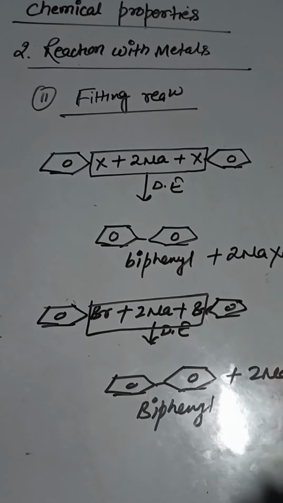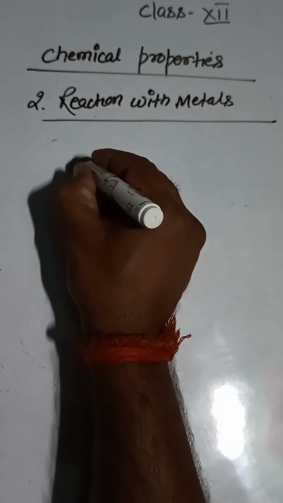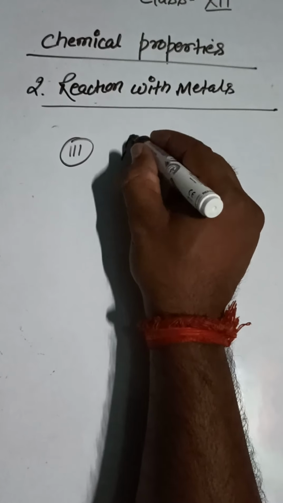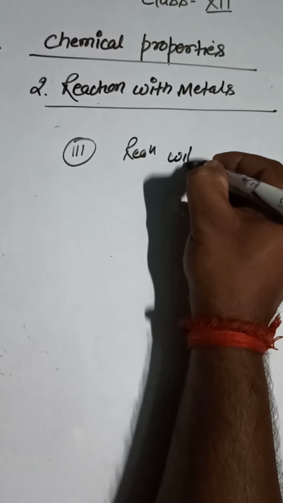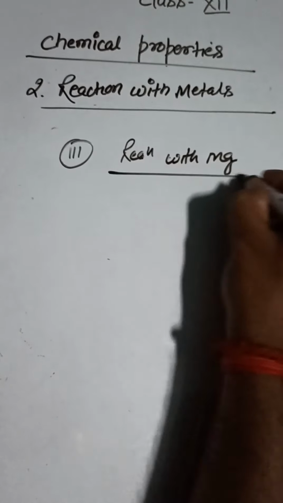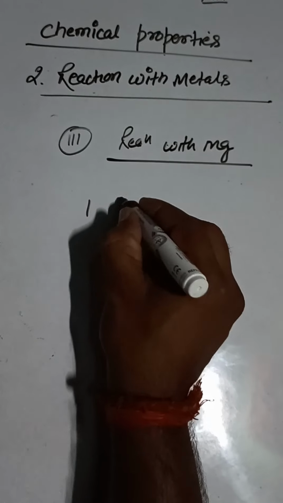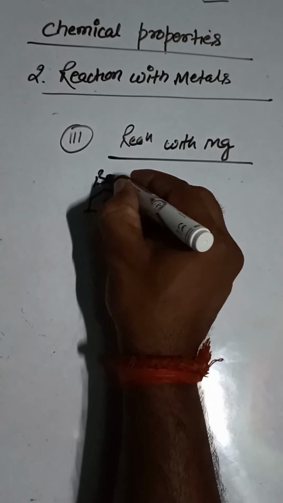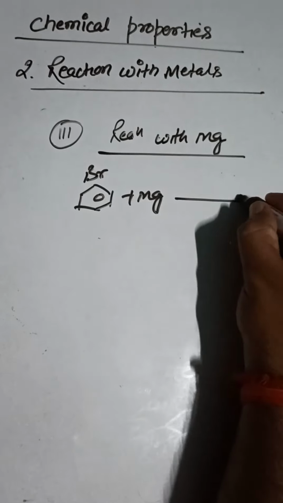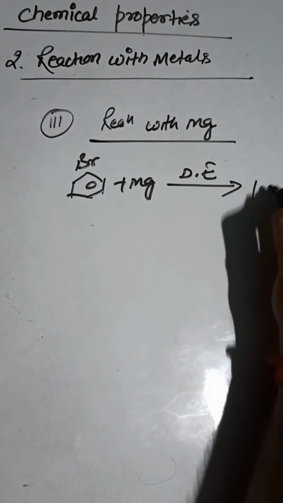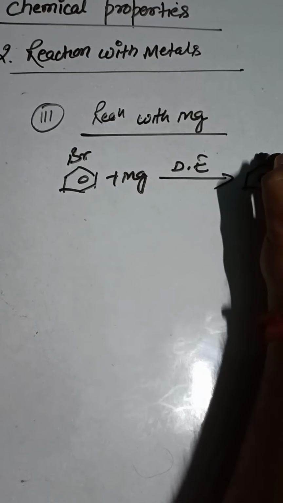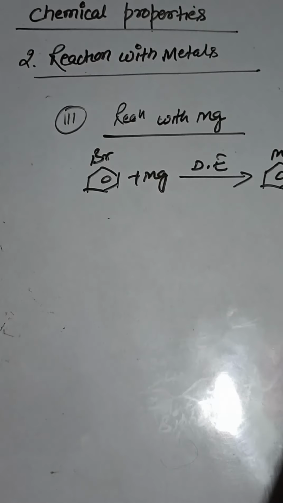The third one, I am going to explain the third reaction. The third reaction is reaction with magnesium. What about reaction with magnesium? When haloarenes like bromobenzene are treated with Mg in the presence of dry ether, then what will happen? The addition of Mg takes place to give C6H5MgBr, that is called Grignard reagent.